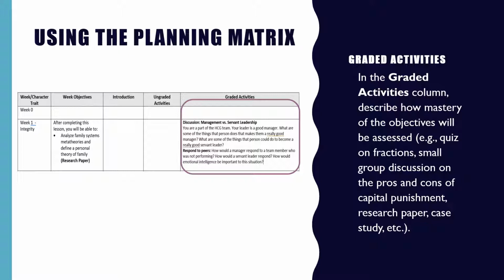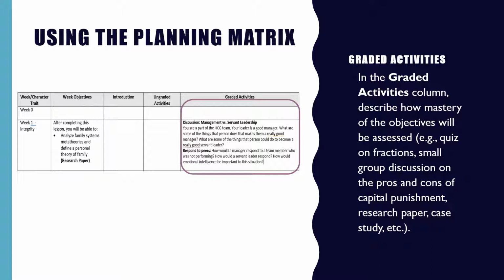In the graded activities column, describe how mastery of the objectives will be assessed. For example, quizzes on fractions, a small group discussion on the pros and cons of capital punishment, a research paper, a case study. Ask yourself the question, how will students show me that they have learned what is stated in the objective? Each graded activity should include a short description of what will be covered by that assignment.